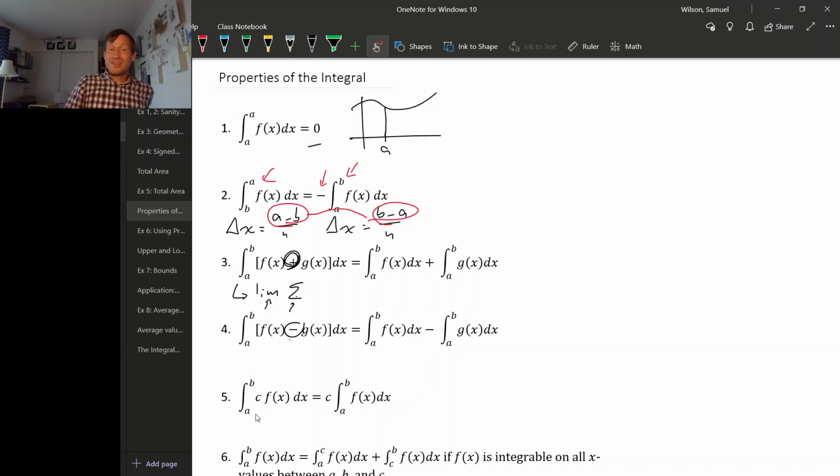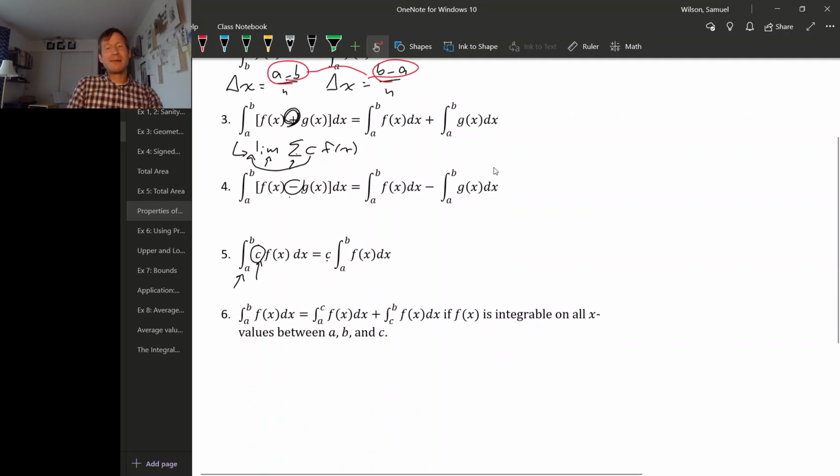Number 5 here, same idea. If you have a constant multiple inside of a sum or a limit, you can move that constant multiple outside. But an integral is built out of a sum and a limit, or a limit and a sum, and so you can move constant multiples outside of an integral. Notice that it is important that this multiple be a constant. If this were another function of x, this would not be true at all. But if you have a constant multiple inside an integral, you can just move it outside.